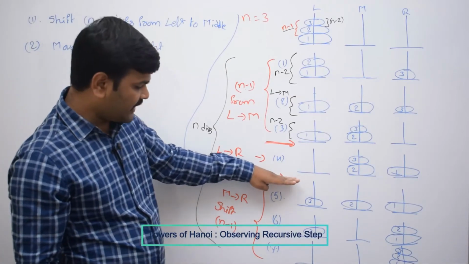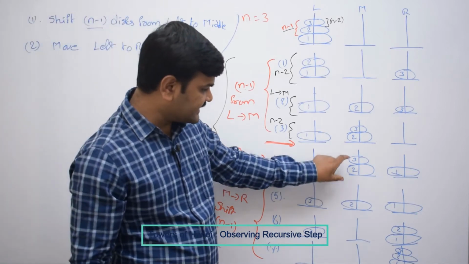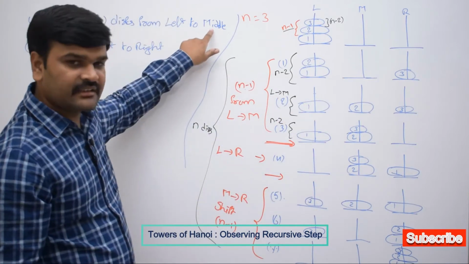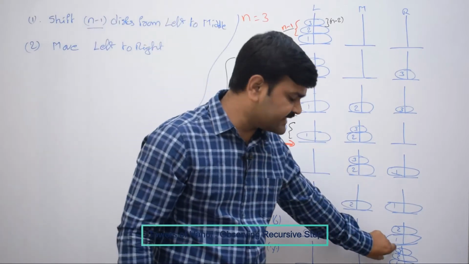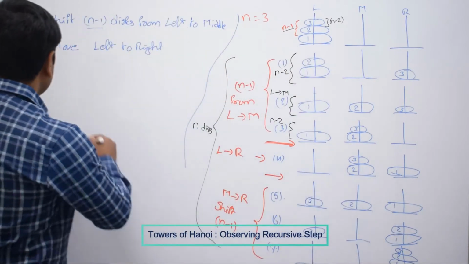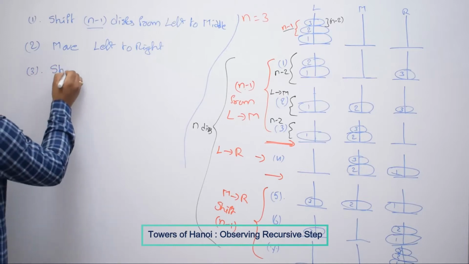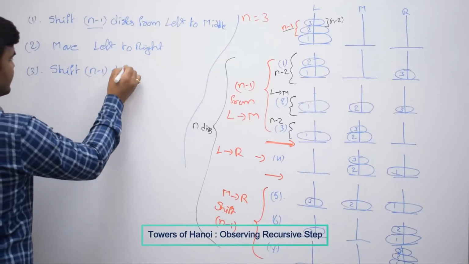Okay. Now what we have to do? Your n minus 1 disks exist at the middle tower. From this middle tower to the actual destination we have to shift. So that is what is happening at the third step. That is, shift n minus 1 disks.